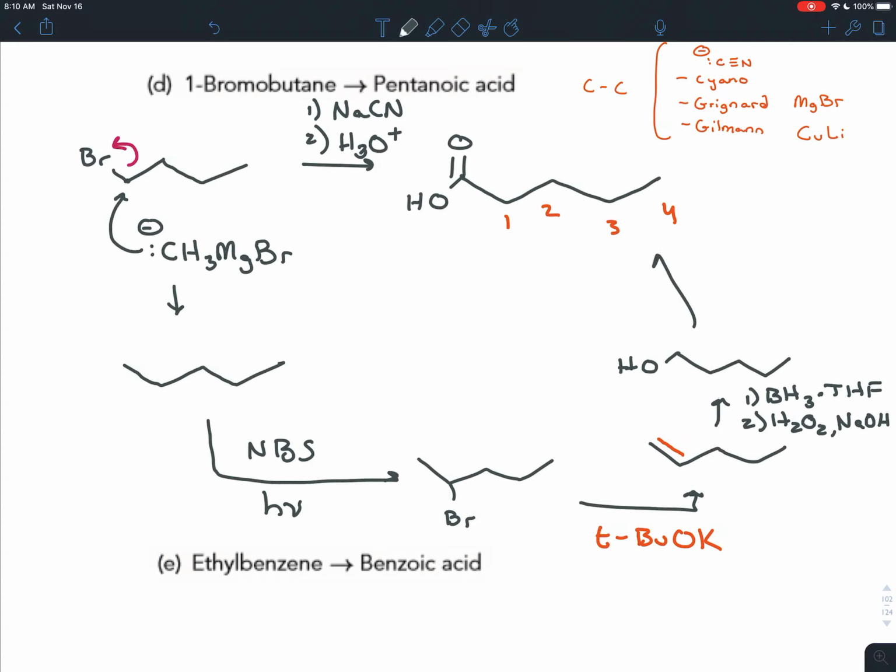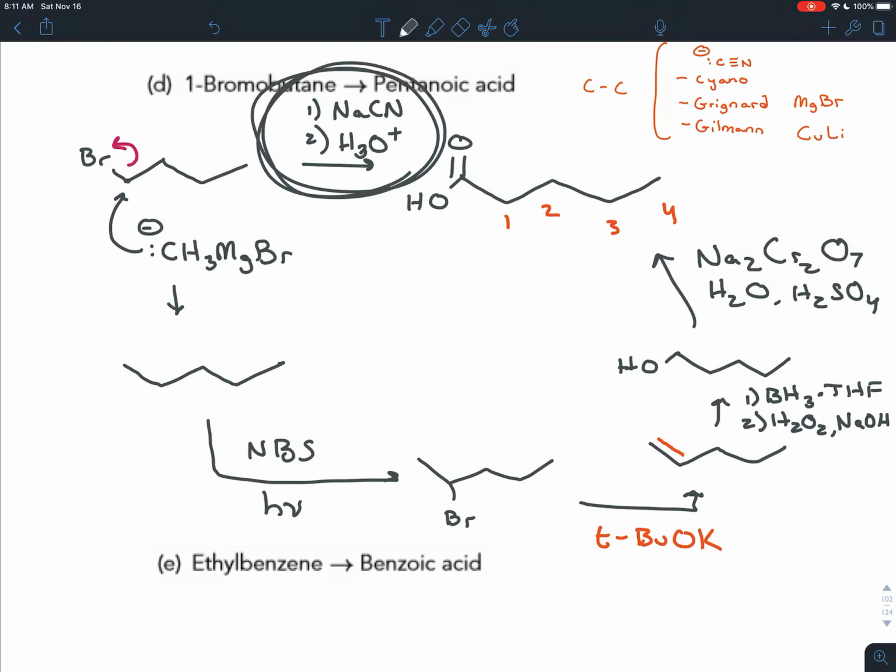So once you have that, you have a primary alcohol, and you can oxidize it to your carboxylic acid using a strong oxidizing agent, like sodium dichromate, Na2Cr2O7, in an acid water wash. So this is definitely a much longer recipe. You can see how simple and efficient it is just to use the cyano group, the cyanide nucleophile, followed by a hydrolysis.